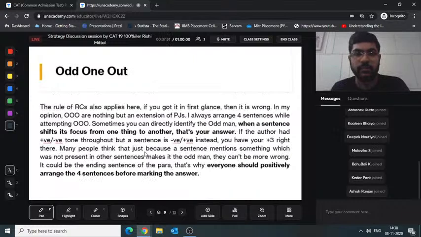So going back, I'll just say that there are multiple ways an option can be an odd one out. It can be in terms of tone, it can be in terms of a new idea or an old idea being talked about. It can be completely out of context. A lot of ways that you can look at.